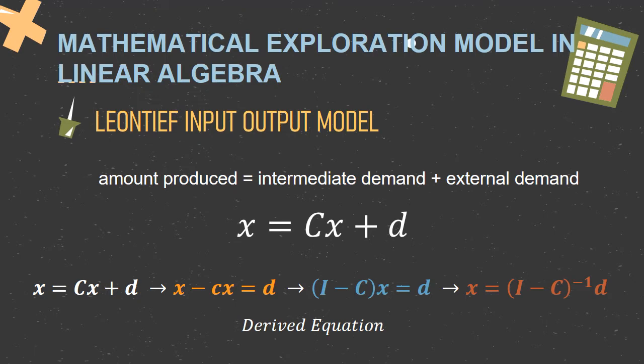Mathematical exploration model in linear algebra. Leontief input-output model. Amount produced is equal to intermediate demand plus external demand. So we can express that as x is equal to Cx plus d. And x is equal to Cx plus d, so x minus Cx is equal to d, and d is equal to the quantity of I minus C times x. And x is equal to I minus C raised to negative 1, or the inverse of it, multiplied by d. And that is our derived equation.